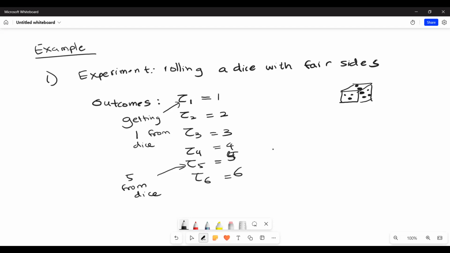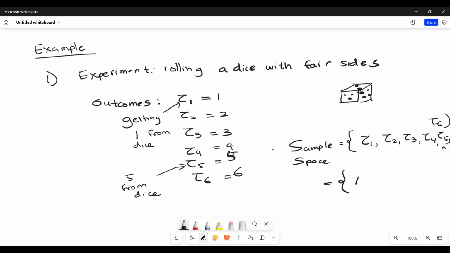Then thirdly, I need to understand how I can define the sample space. The sample space for this experiment will be the collection of all the outcomes as real numbers. The sample space is tau 1, tau 2, tau 3, tau 4, tau 5, and tau 6. So I can write the sample space as 1, 2, 3, 4, 5, 6.